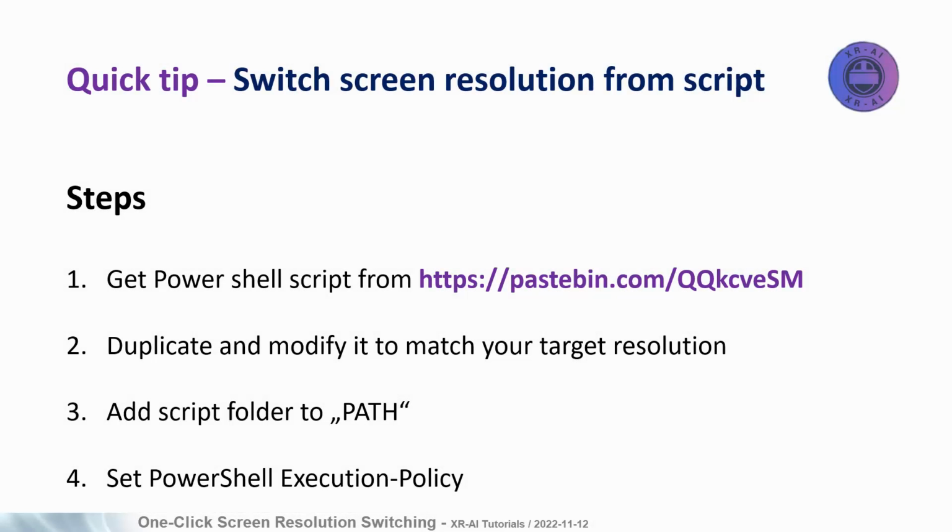The steps to take are simple enough. Number 1, get the PowerShell script from the link in the description and save it inside a new folder on your PC. Number 2, duplicate, modify and rename the script for each resolution you want to support. Number 3, add the new folder to your path. And finally, number 4, make sure that you are allowed to run local PowerShell scripts.